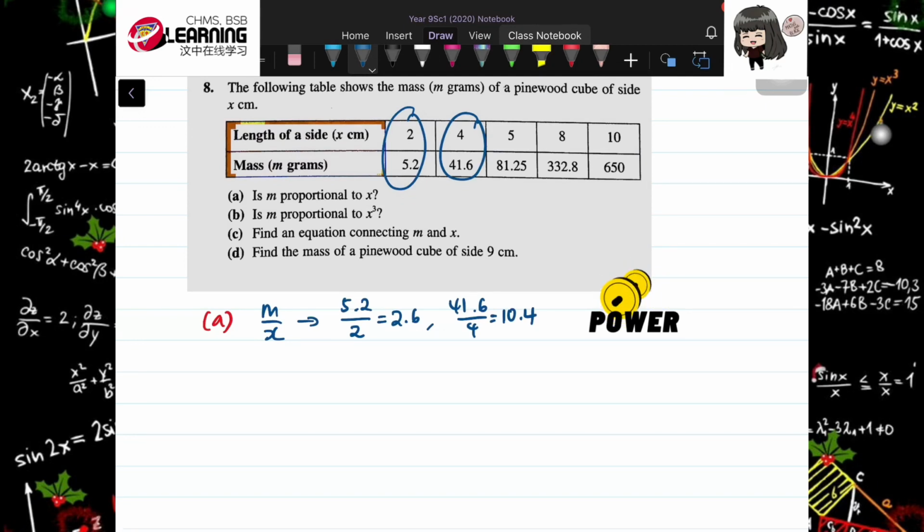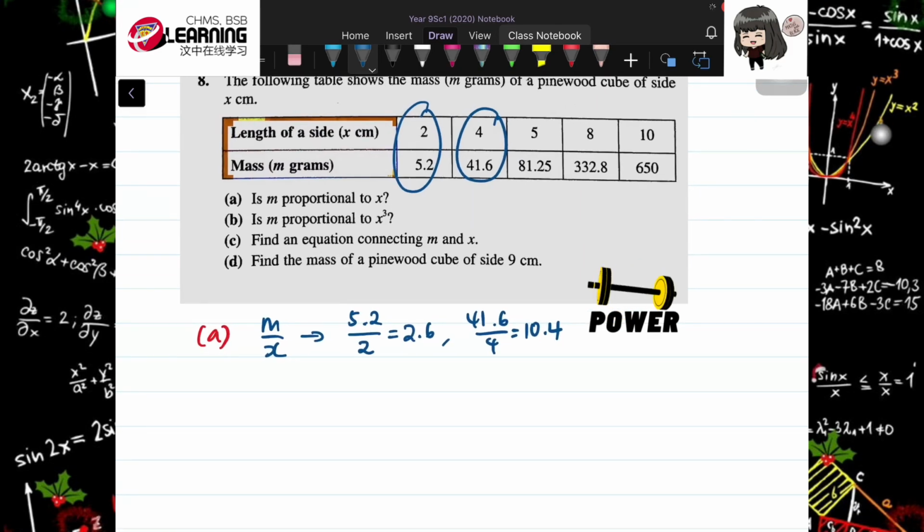So it's obviously not directly proportional. You don't need to find everything, you just find the second one. It's not the same, so definitely it's not. So the answer is no. Is M proportional to X? No. The proof is here: 2.6 and 10.4 are not the same.